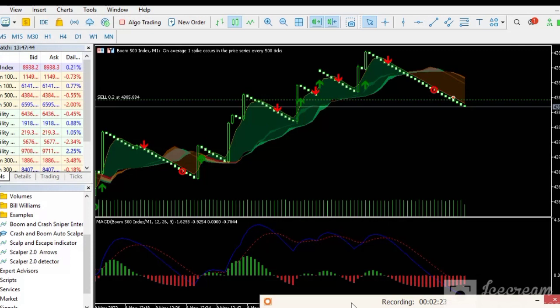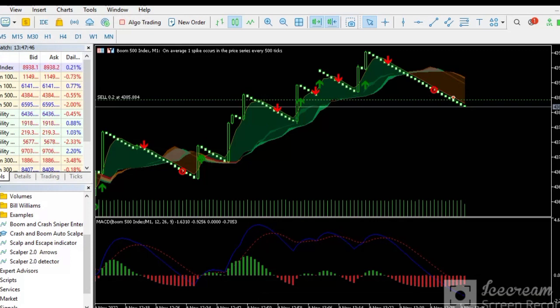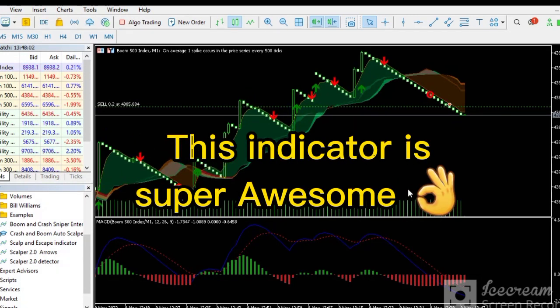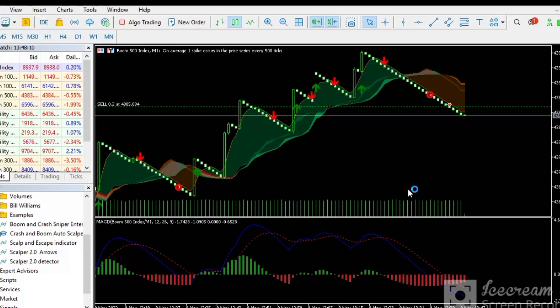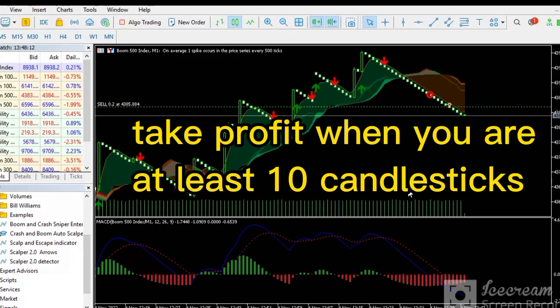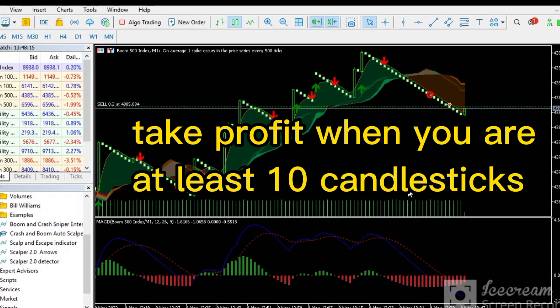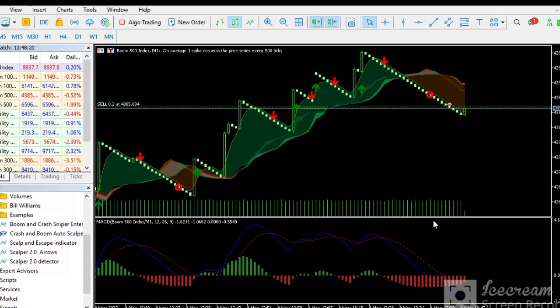So let us see what we got in this trade. Let us see how far we are going to go in this particular market. So let's watch it. Guys, if you are still doubting this indicator, you're actually doing yourself a very big harm, because this indicator is super good, super awesome, super effective. You will see that in the live account, and you see my trade running in good profit already. Like I told you guys, you take your TP when you have up to 10 to 20 candlesticks. You take your TP at that point.